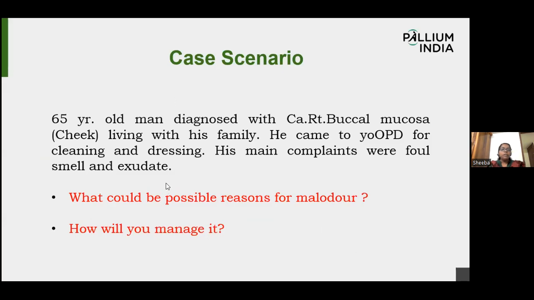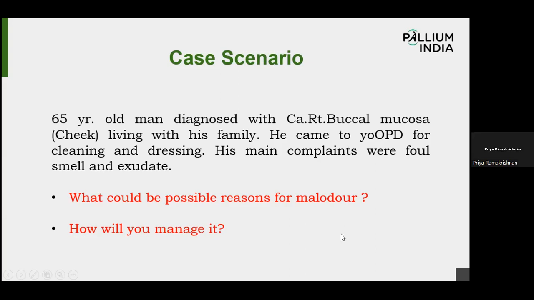So here, a 65-year-old man diagnosed with carcinoma of the right buccal mucosa, living with his family, came to your OPD for cleaning and dressing. His main complaints were foul smell and exudate. What could be the possible reason for malodor? How will you manage it?